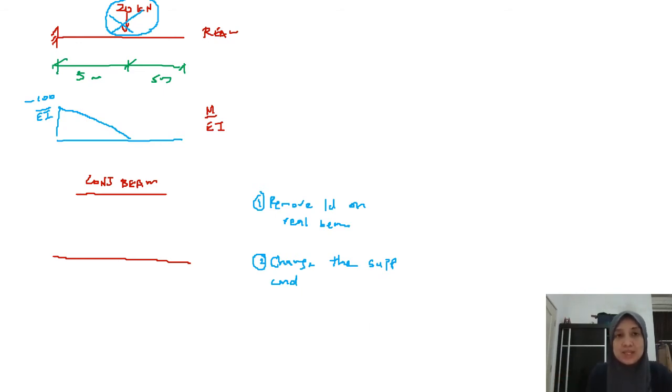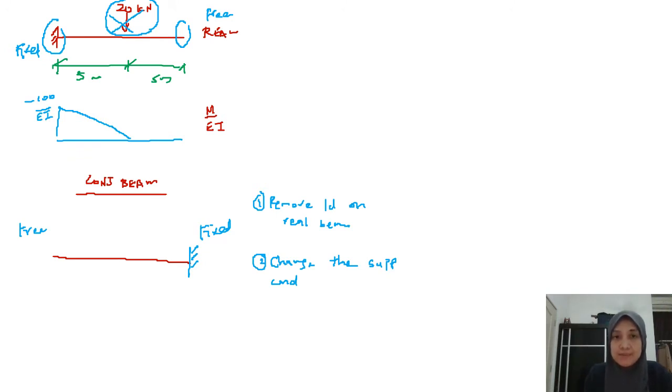Okay, so in this case, if your support is fixed, then for your conjugate, it should be free. So this is fixed, your conjugate has to be free. Look, and the end here on the right side, this is free. So for your conjugate, it should be fixed. Okay, so this is your support condition. Do you have any intermediate support? No intermediate support, so should be okay.